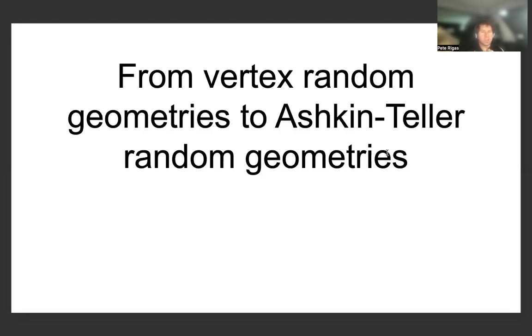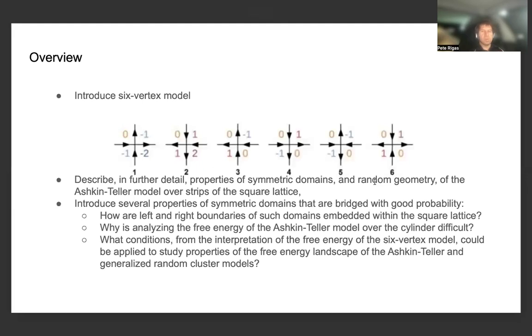The title of this presentation is From Random Vertex Geometries to Ashkin-Teller Random Geometries. To begin with a presentation overview, we'll be introducing the six vertex model, which is a particular class of vertex models, which under different types of boundary conditions or different assumptions on the parameters which are given as weights of the model, can exhibit very favorable integrability properties or other types of properties like logarithmic delocalization of the height function.